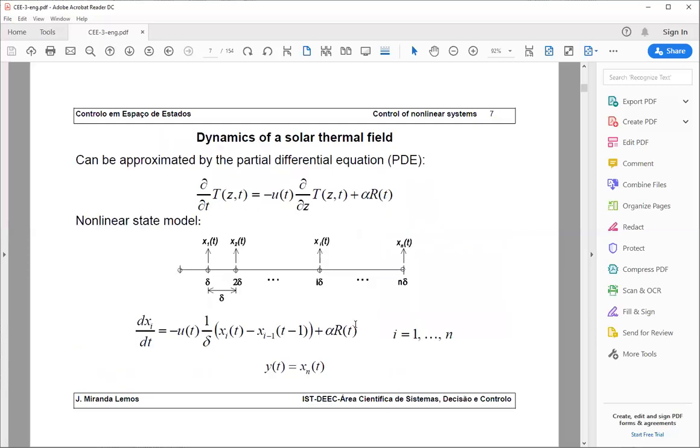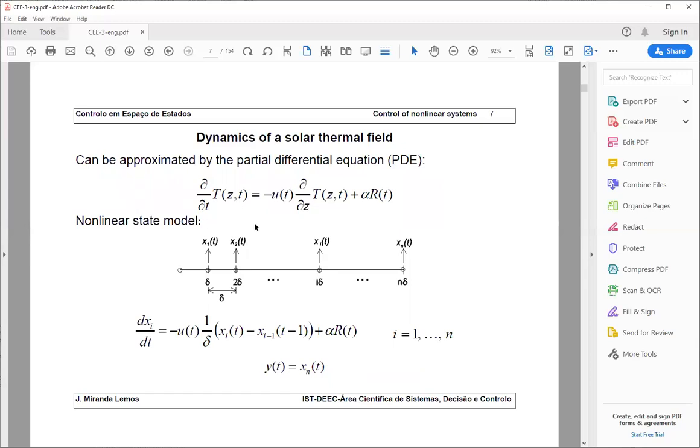Now, how can we model this? We have temperatures along the pipe. So each point of the pipe has its own temperature. So you have a variable. You can define the temperature by a variable capital T, which represents the temperature at position Z measured along the pipe, and at time T.